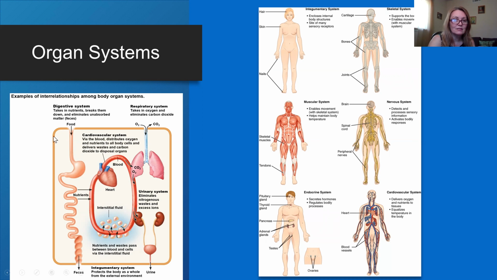So on this diagram, you can see the integumentary system, that is your skin, that protects your whole body from the external environment. And then you have the digestive system that takes in nutrients, breaks them down, and eliminates unabsorbed matter in the form of feces, right? Your digestive system is made of the GI tract and accessory organs.